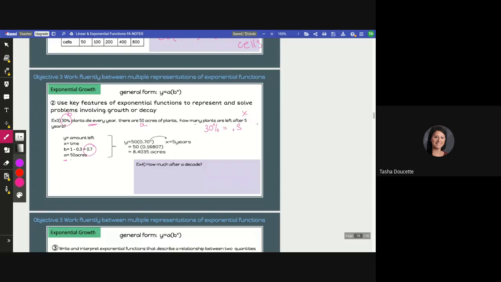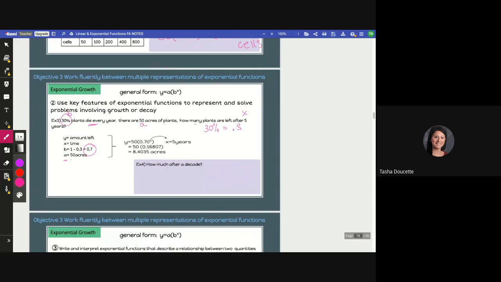X over here is your 5 years. So I have already given you this equation. So we have y is equal to 50 times 0.7 to the 5th power for 5 years. And we get that after 5 years, there will be 8.4035 acres that are left.